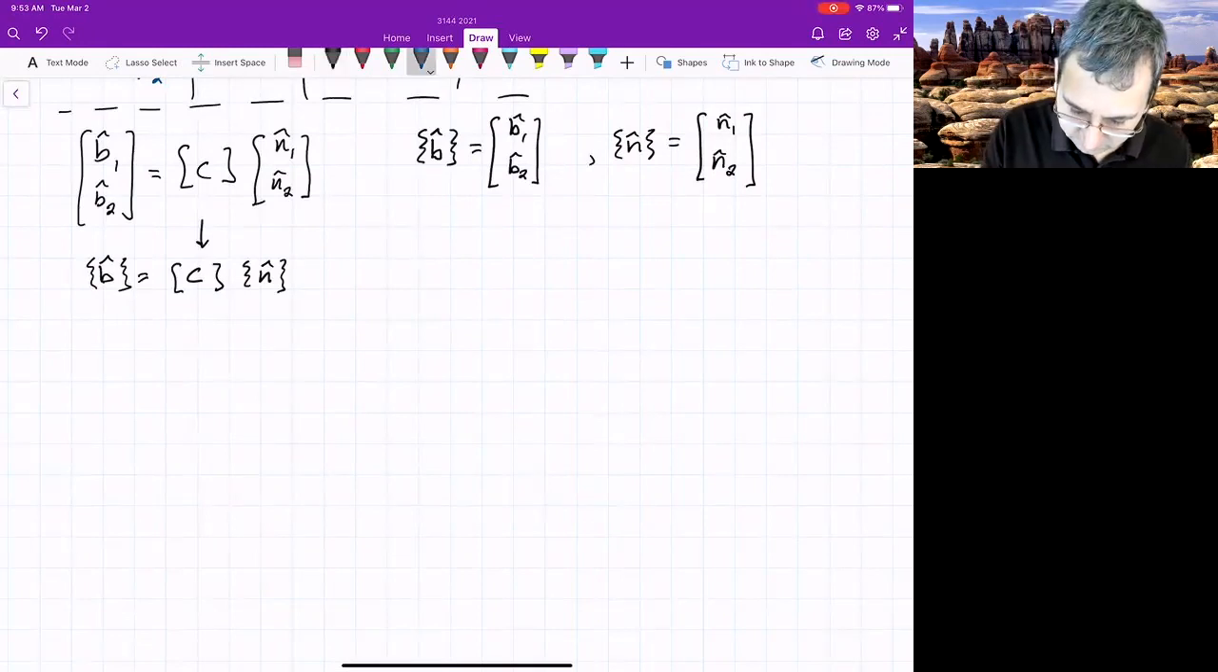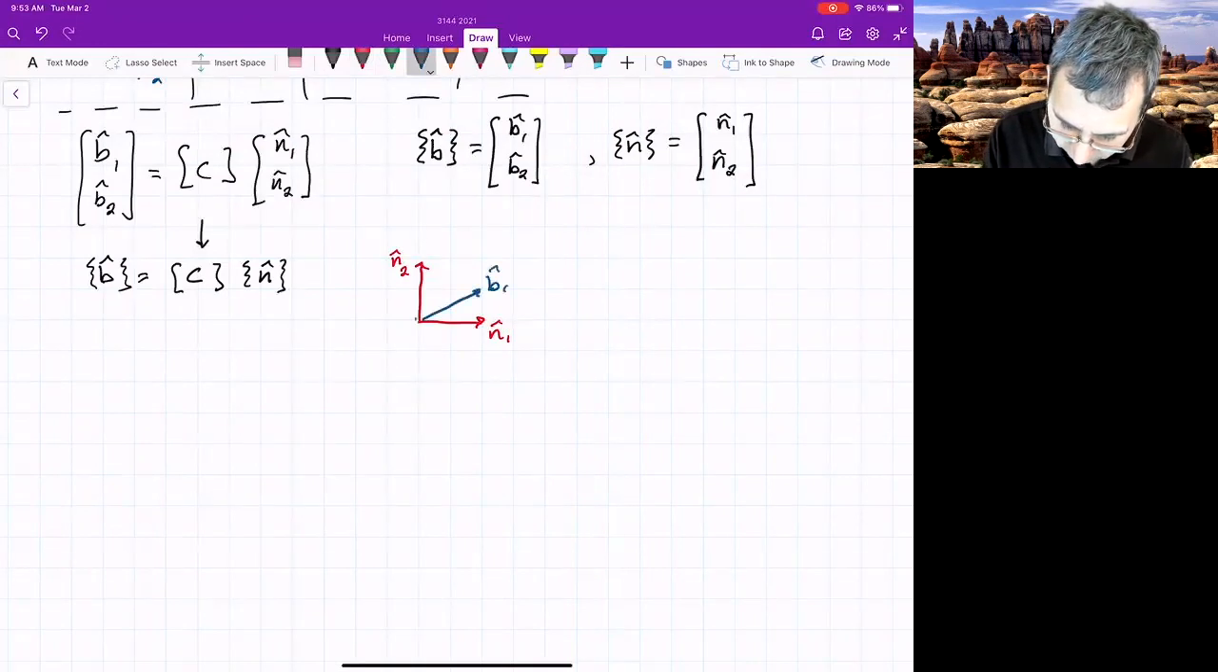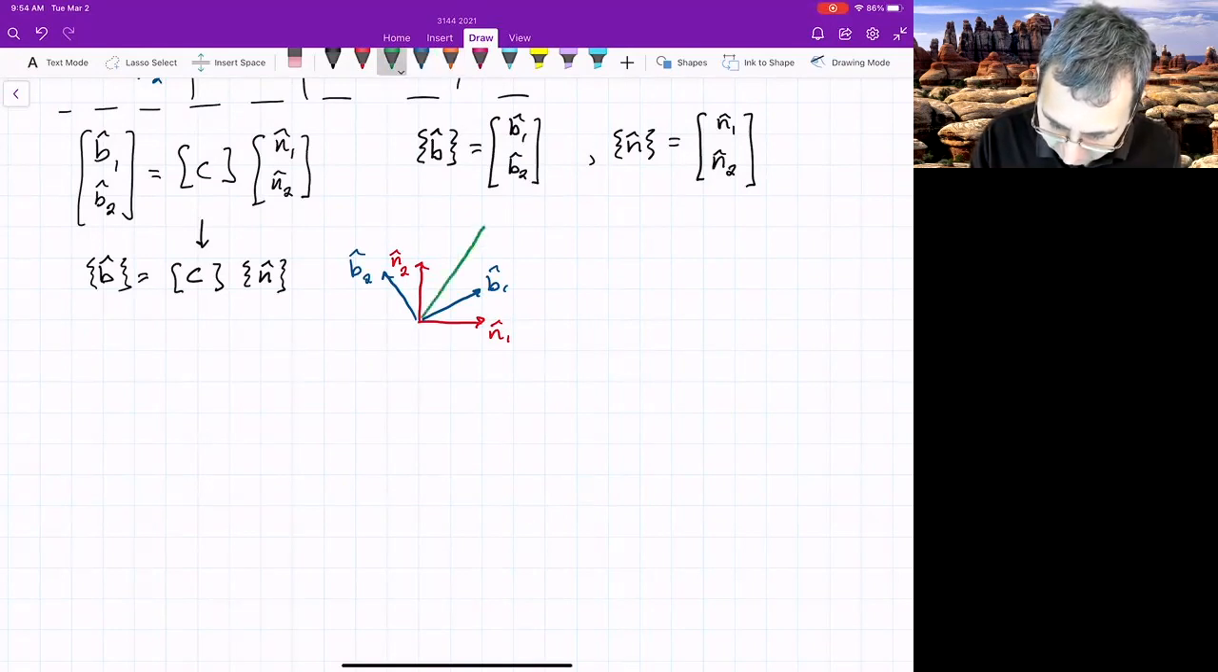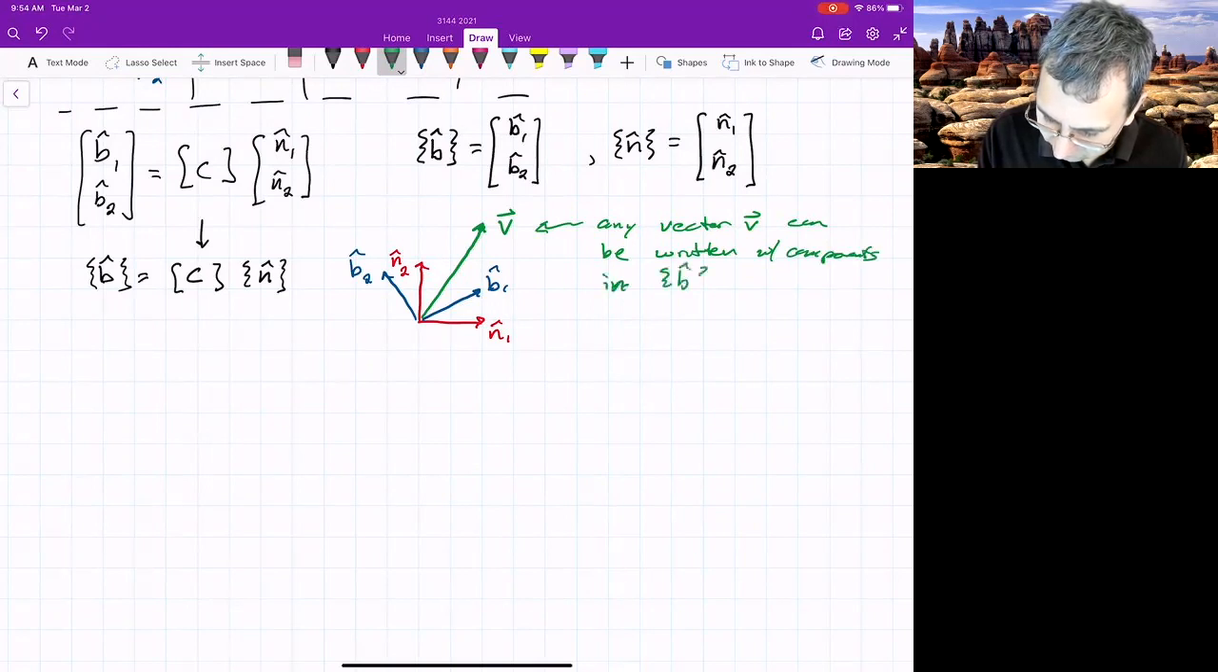So let me do my sketch of the frames. We've got N1, N2, B1, B2. Now I'm going to draw a vector, and I'll write V just because V for vector, but this doesn't mean velocity. V is just some vector. So any vector V can be written with components in the B frame, or in N.